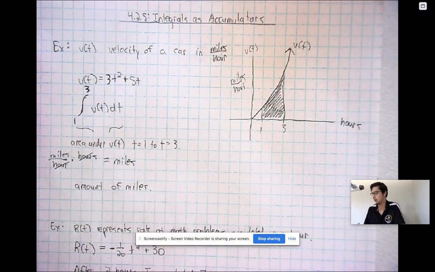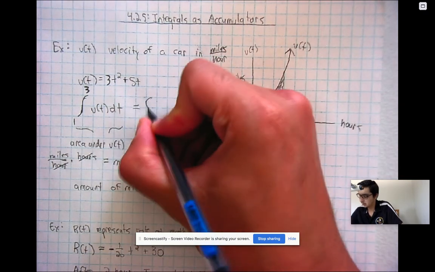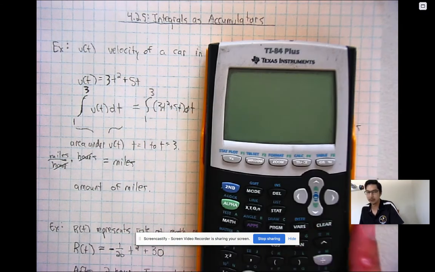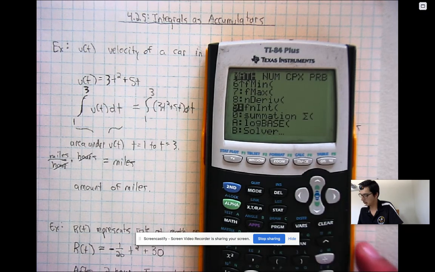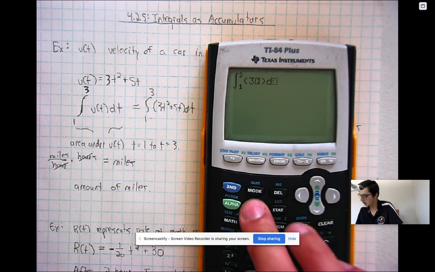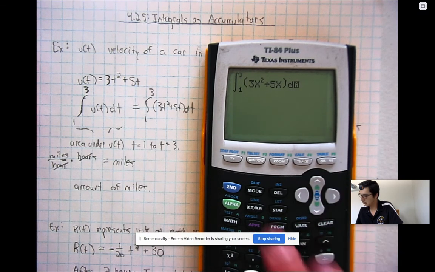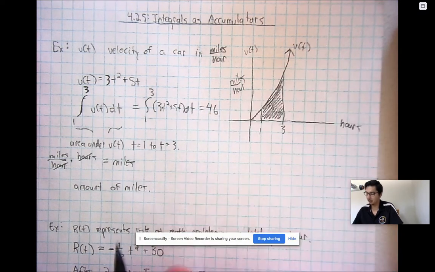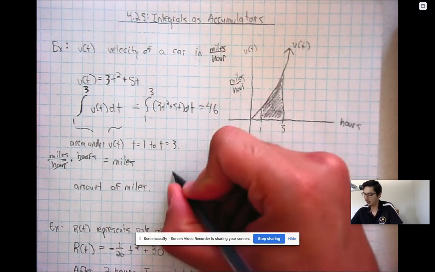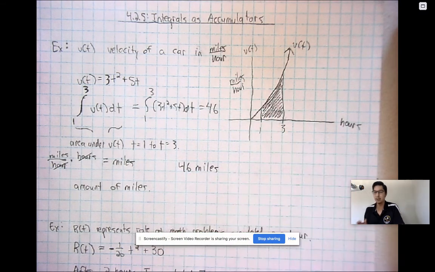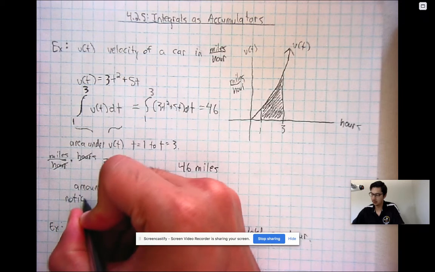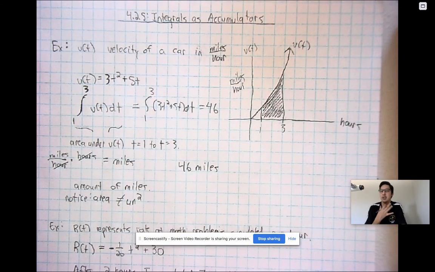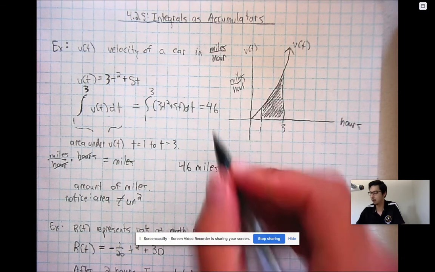Now let's get the answer to this. If I plug this into my calculator, I go integral from 1 to 3 of 3t squared plus 5t with respect to time. Let's see what we get. So we have math, integral 1 to 3 of 3x squared plus 5x with respect to x, and we get 46. That's nice. So that 46 here represents 46 miles. Notice that the area is not always units squared. We're not talking about the amount of space that fills up a geometric shape. In the context of this problem, the area under the curve is miles.